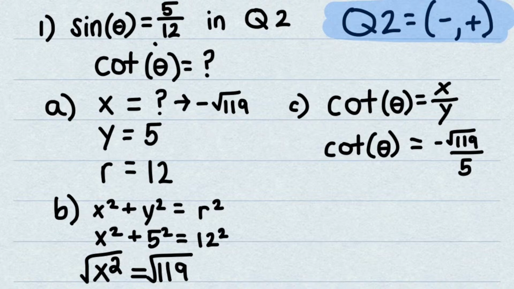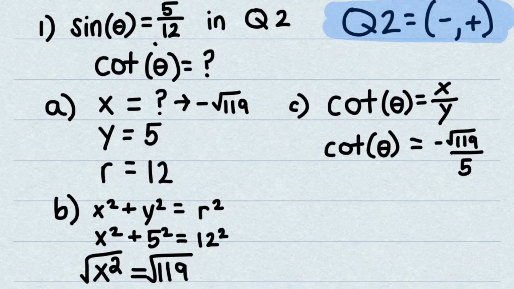Beginning with our first example, we have sine of an angle is equal to 5 over 12, and this is in quadrant 2. As we know from before, in quadrant 2, the x-axis is negative and the y-axis is positive. So we're looking for the cotangent of this angle. We begin by setting up x, y, and r. We know that sine is equal to y over r, so y is equal to 5 and r is equal to 12. And so we're looking for x.